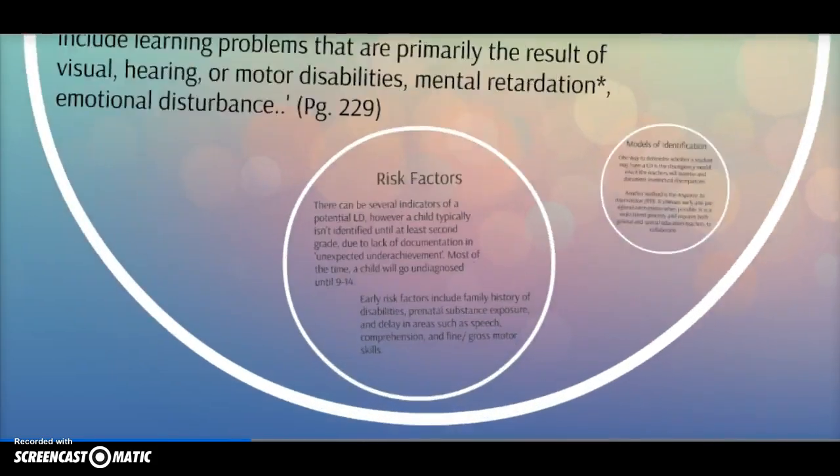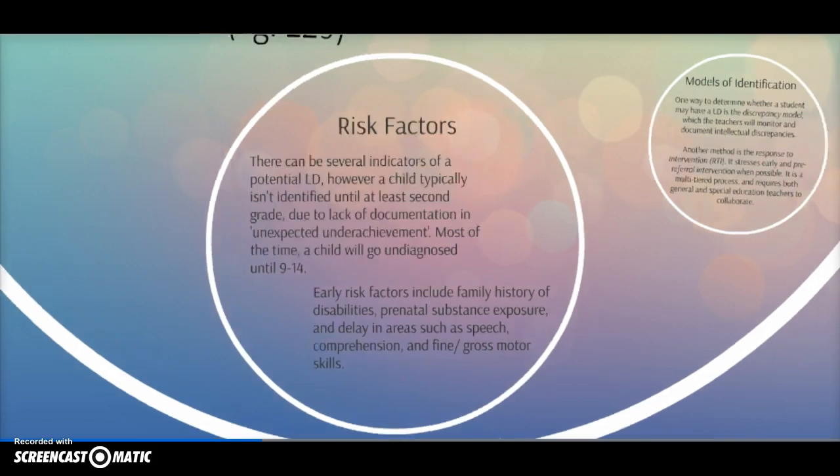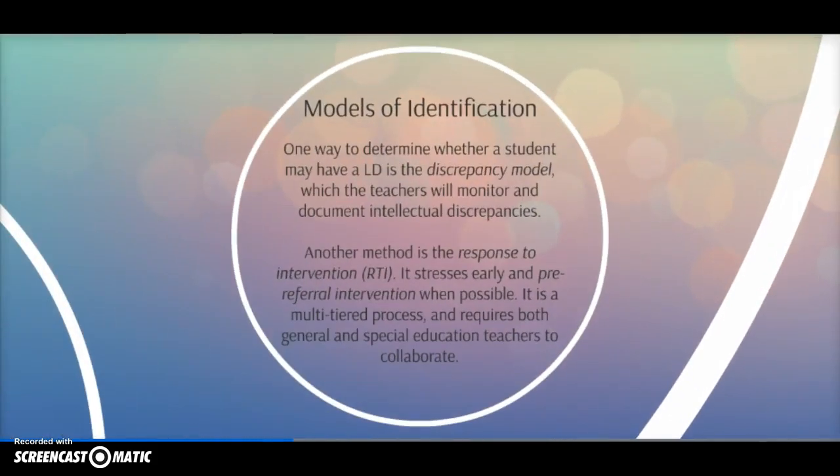disabilities. Some risk factors as far as whether a child might have a learning disability would include family history of disabilities, prenatal substance abuse, delay in areas such as speech comprehension and fine or gross motor skills. And then as far as models of identification go, one way to determine whether a student might have a learning disability is the discrepancy model. And that is where the teacher will monitor and document the child for a period of time and will be able to pretty much chart out what the child might be lacking skills in.